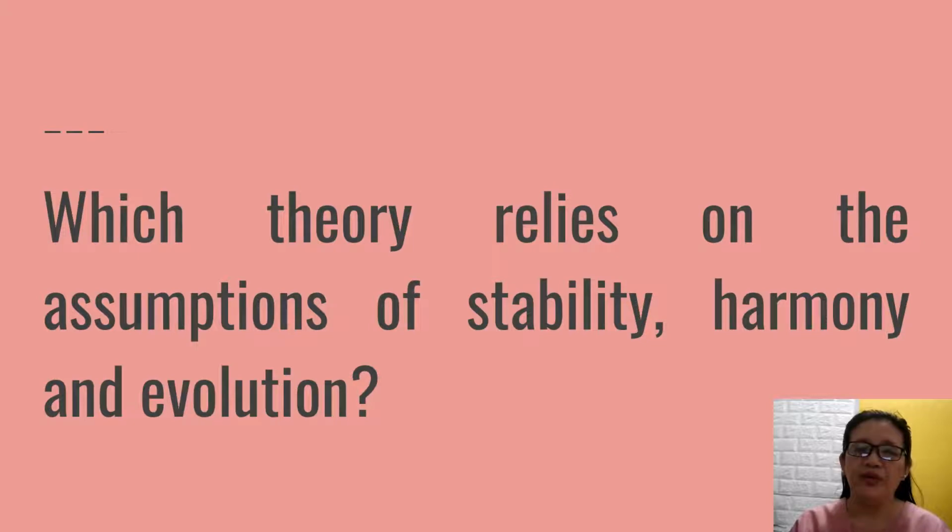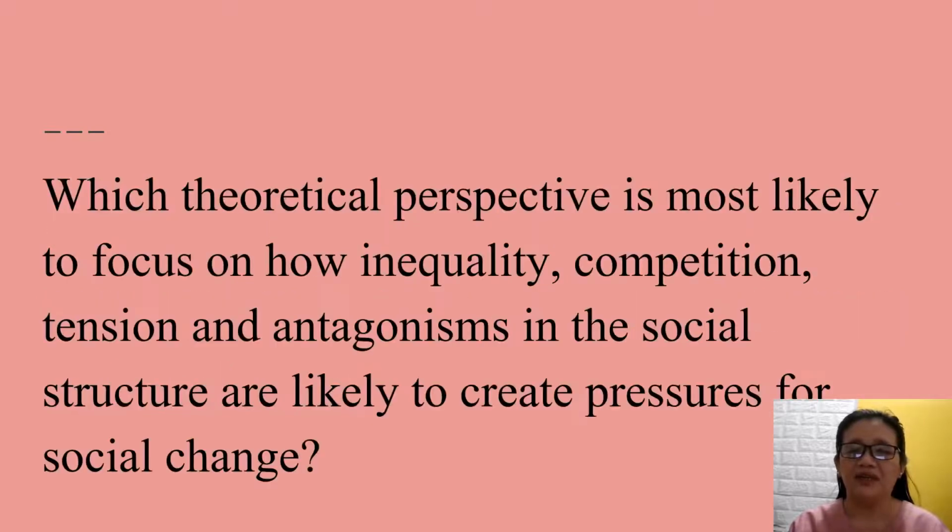Can you guess which theory relies on the assumptions of stability, harmony, and evolution? Among the 3 theories mentioned, which theory relies on the assumptions of stability, harmony, and evolution? I'll give you 5 seconds, and your 5 seconds starts now. Okay, you are correct. That is the structural functionalist perspective, or the structural functionalist theory, or the structural functionalist approach. Next one.